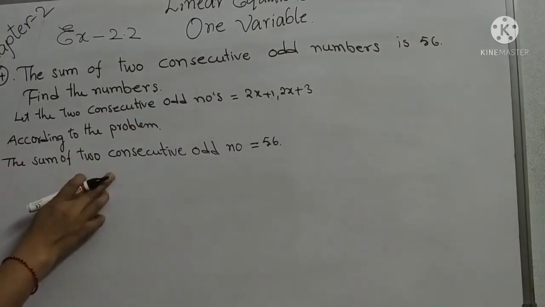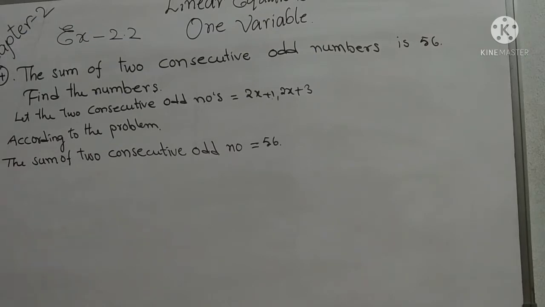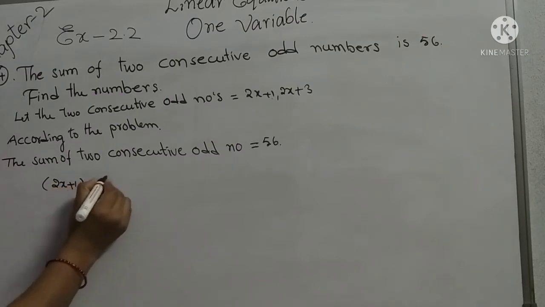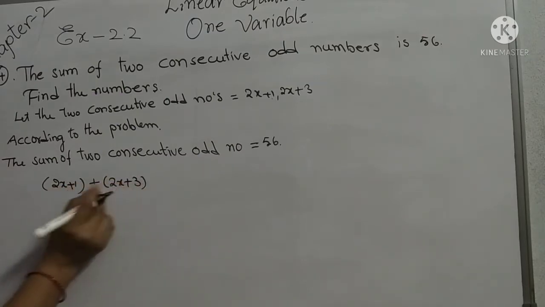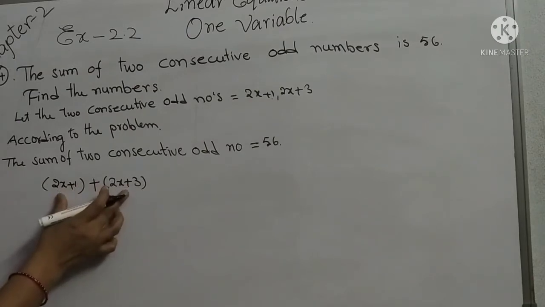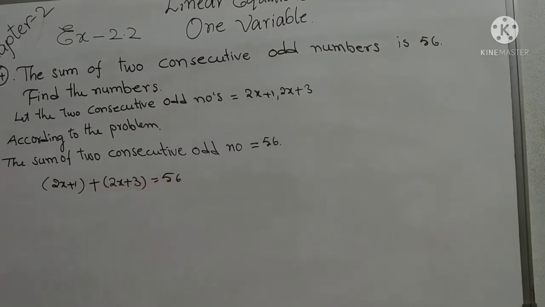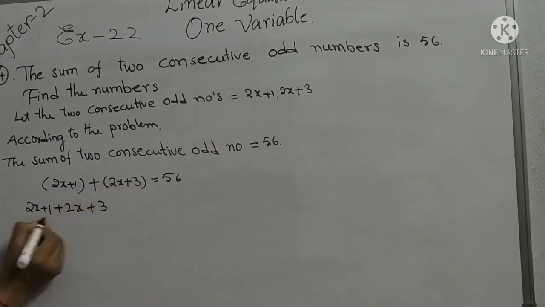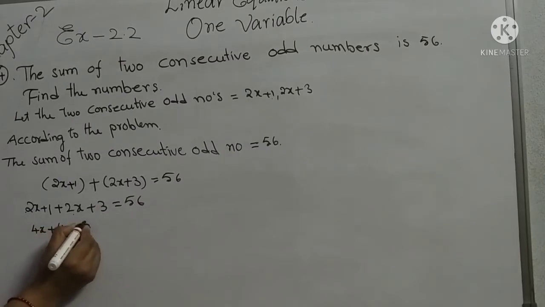So, sum of two consecutive odd numbers. What is that? Sum means addition. So, 2x plus 1 plus 2x plus 3. Plus means sum. So, the two numbers we are adding is equal to 56. Understand that? So, 2x plus 1 plus 2x plus 3 is equal to 56. Observe that 2x plus 2x we should add. So, 4x plus 1 plus 3, these two constant terms, plus 4, is equal to 56.